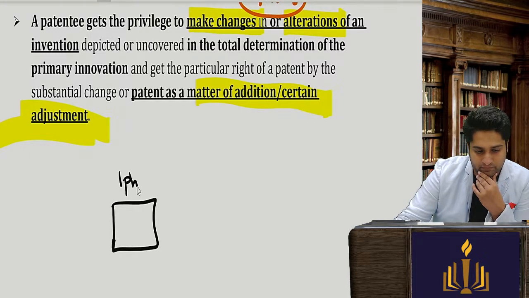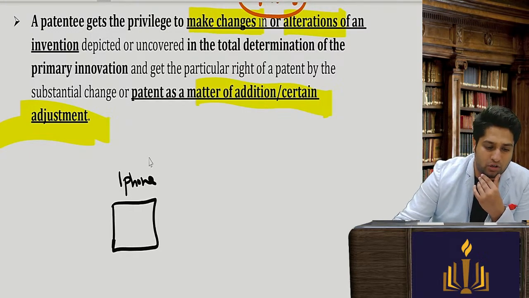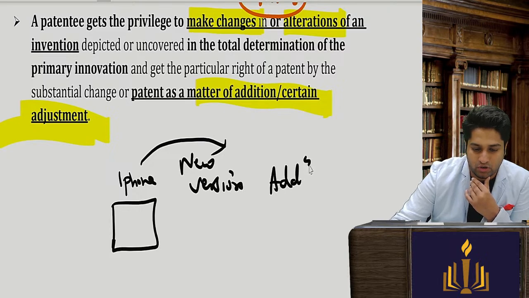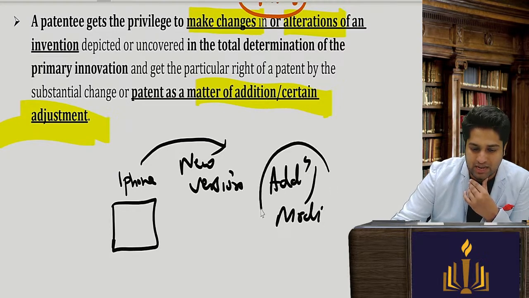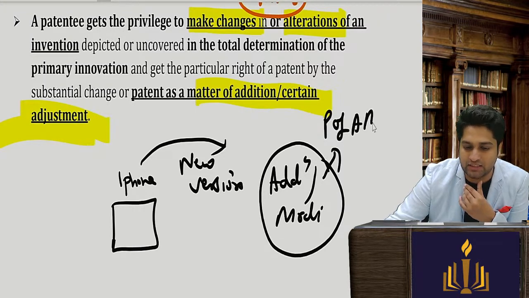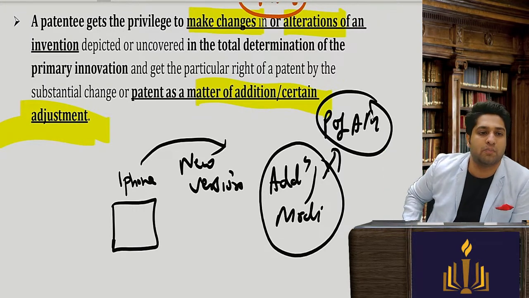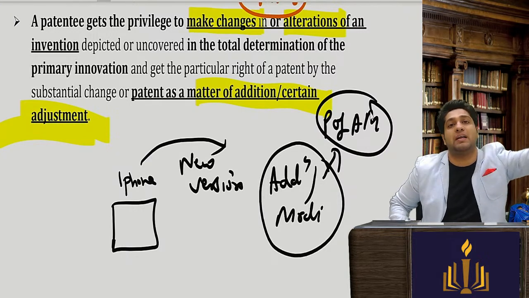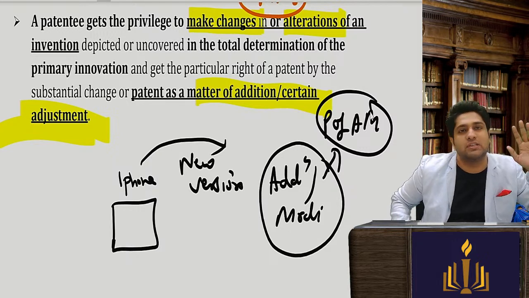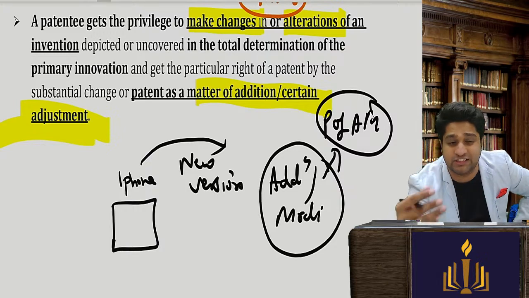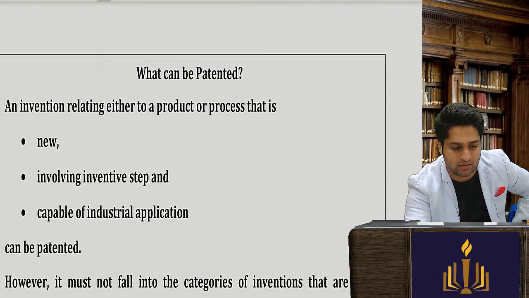iPhone, okay, now I will launch a new version with some kind of additions or some kind of modifications, and I will register this also as a patent of addition, and even this will get the protection. So again, in my invention I can bring in further betterments also, so that also is allowed. So this also the creator has been given, that he can make changes in his invention, etc.